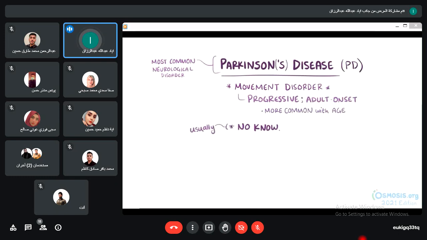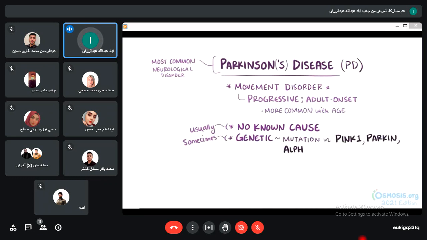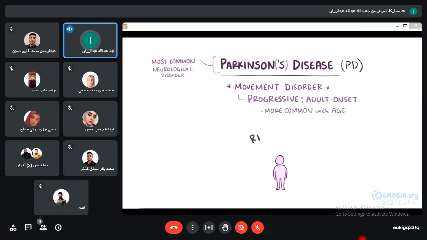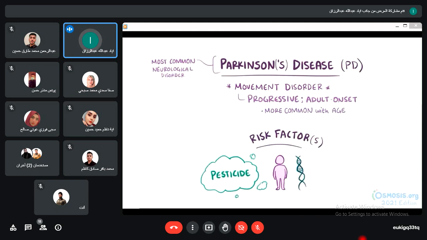Most of the time, there's no known cause, but in a few cases, there might be a genetic cause, like mutations in the PINK1, Parkin, or alpha-synuclein genes. And in rare cases, Parkinsonian symptoms might be caused by MPTP, a toxic impurity that can be found in the recreational drug MPPP, which is a synthetic opioid. In other people, one or more risk factors, rather than a single outright cause, might contribute to Parkinson's. For example, pesticide exposure or DNA variants in genes like LRRK2.